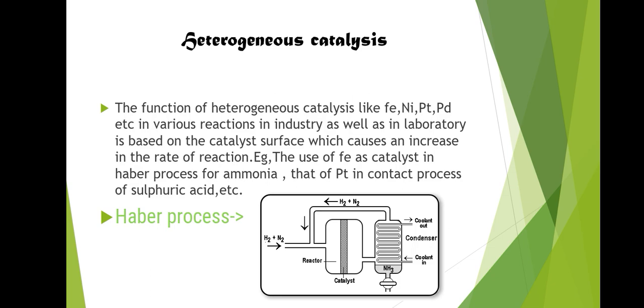And the function of heterogeneous catalysts like iron, nickel, platinum, palladium, etc. in various reactions in industry as well as laboratory is based on the catalyst surface, which causes an increase in the rate of reaction. Example, the use of iron as catalyst in the Haber process mentioned here, the picture shown, and that of platinum in the contact process of sulfuric acid too.